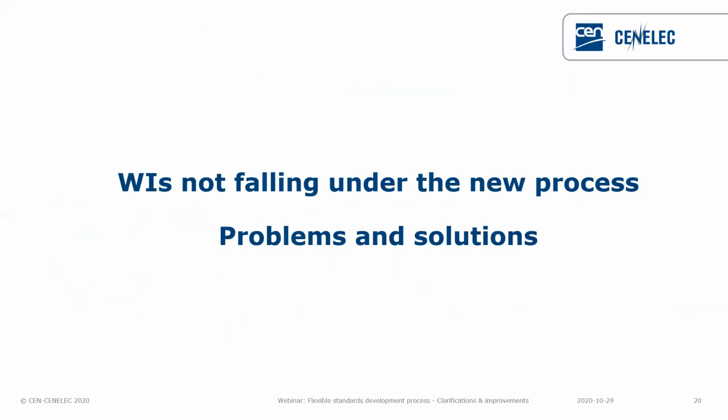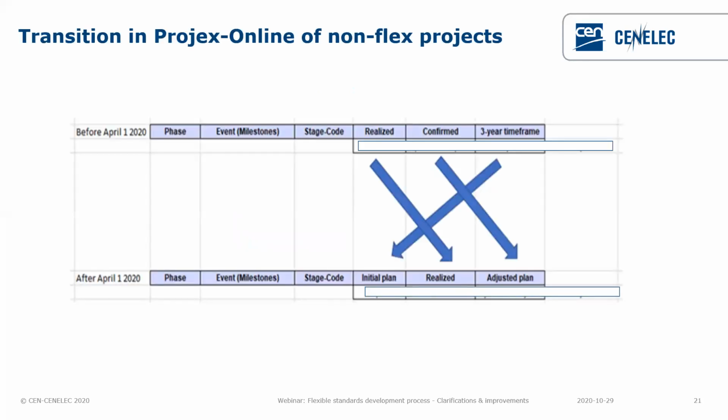Thank you. A second set of problems was highlighted for those projects that do not fall under the new flexible process, but were following the old process. For instance, if we think of TS or projects that are under Vienna agreement with the ISO lead, all that does not fall in the new process. Anyway, there were problems in the display. Why? Because basically Projex-Online has only one way to present these dates.